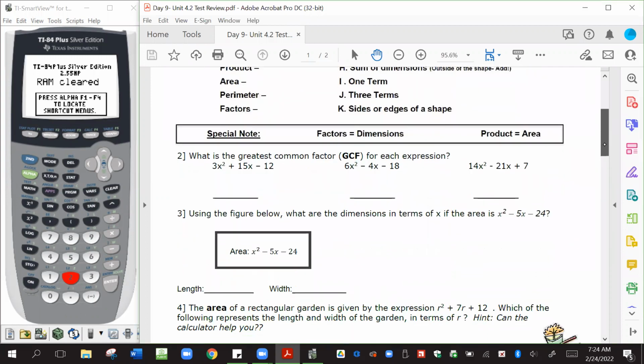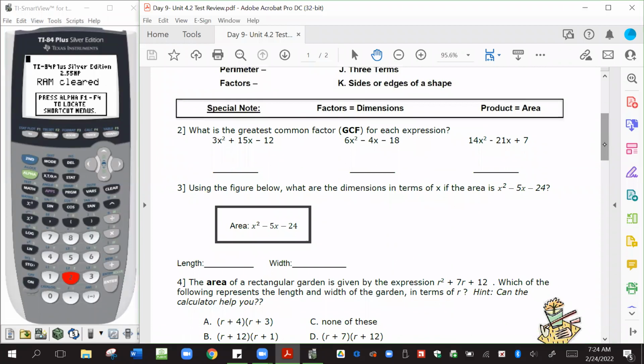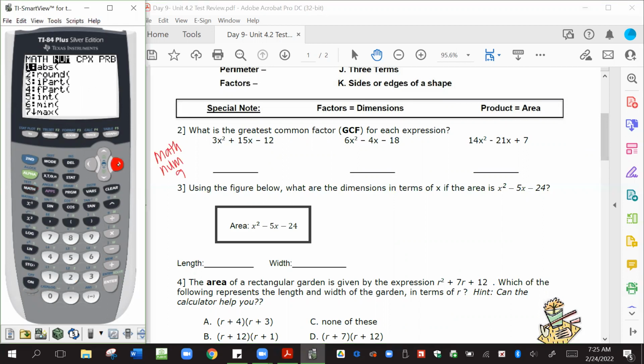I'm going to jump down and we're going to talk about number 2, what's the greatest common factor? Greatest common factors are GCF, and I can actually find this in the calculator. So to get here, I would do math, num, and then 9. So math over 9. And there's 3 rules here. I can only put numbers. So no letters, no negatives, and only 2 numbers at a time.